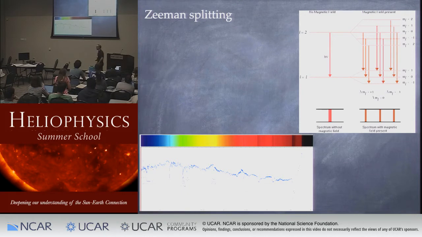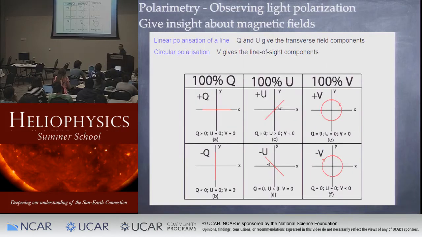And these are the older instruments that used to measure the magnetic field. I believe the Wilcox Solar Observatory still uses Zeeman splitting as the method to observe the magnetic field of the sun. Okay, so we can use Zeeman splitting. This is one method. The other way is what we call light polarization.